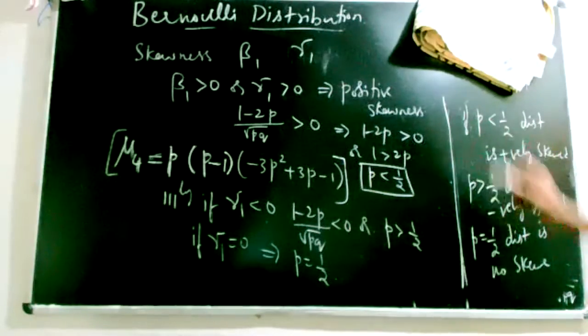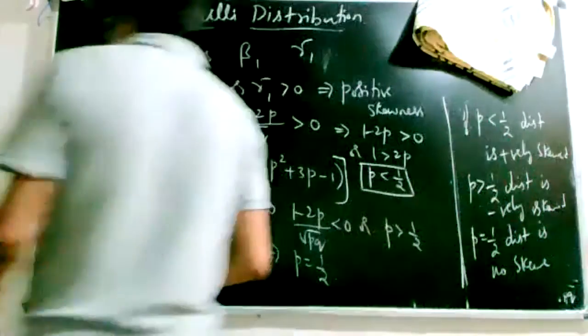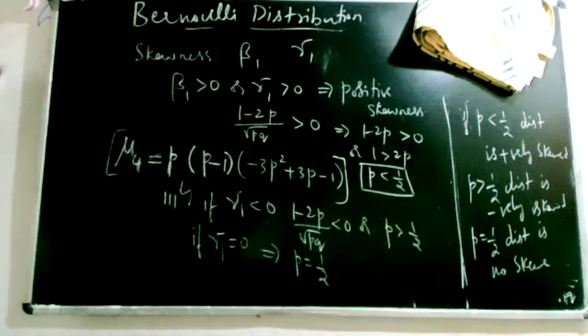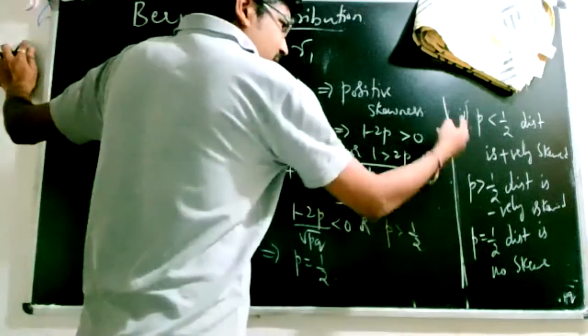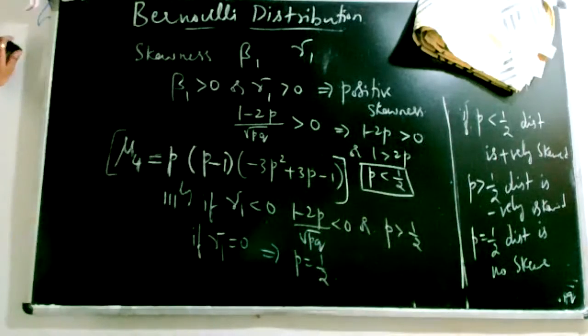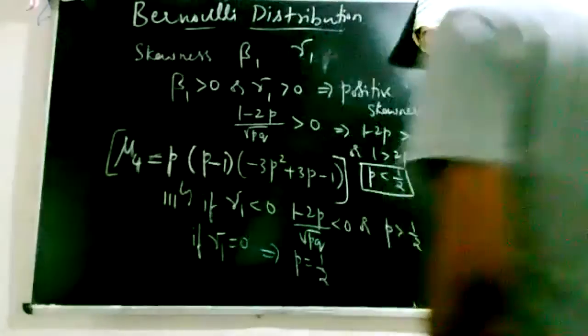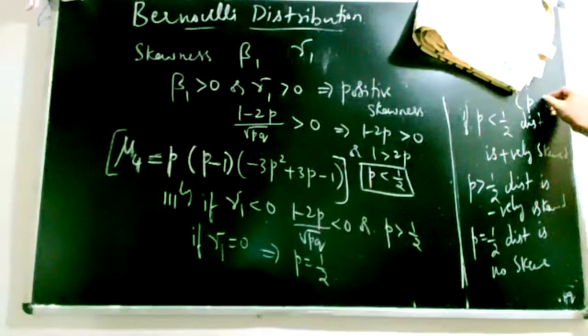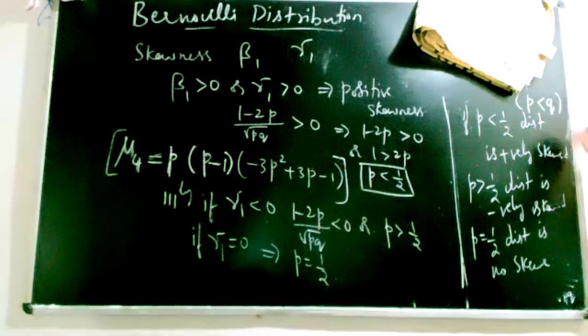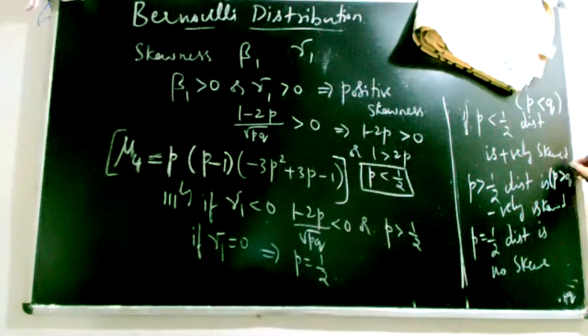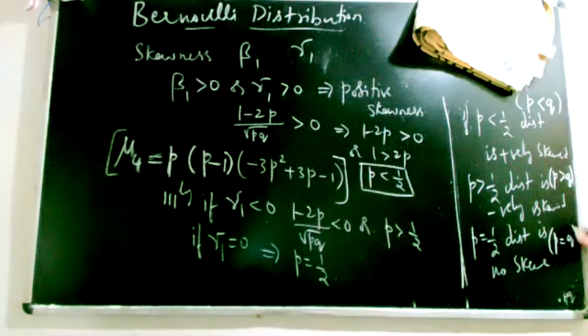P less than half implies p is less than q, or q greater than half. Similarly, if p is greater than half, obviously q will be less than half, so in that case p is greater than q. So we can talk about the skewness just by comparing the values of p and q. P equal to q means no skewness, and the other cases are the same as p less than q and p greater than q.